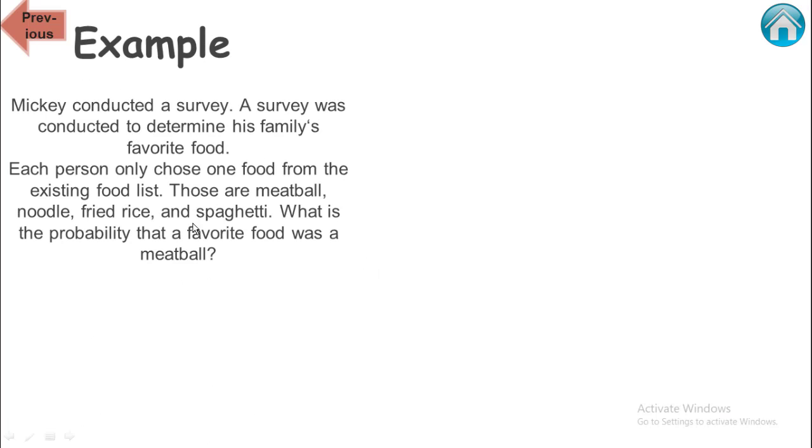For the example, Mickey conducted a survey to determine his family's favorite food. Each person only chooses one food from the existing food list: meatball, noodle, fried rice, and spaghetti. What is the probability that a favorite food was a meatball? Let's see the result of the experiment.